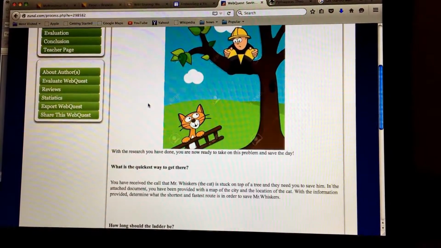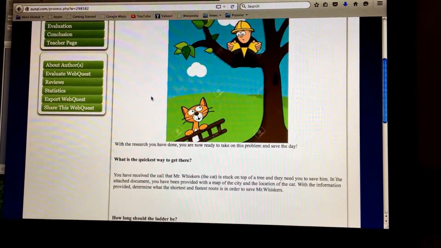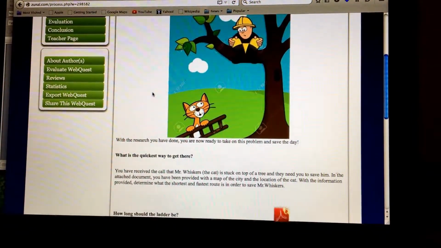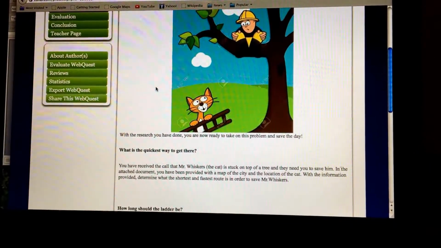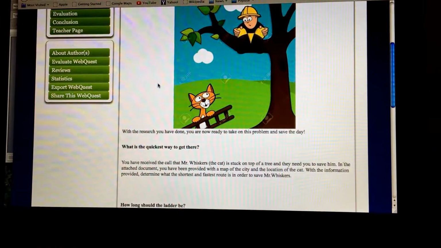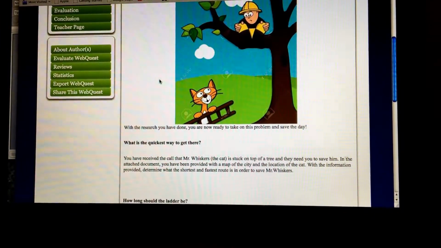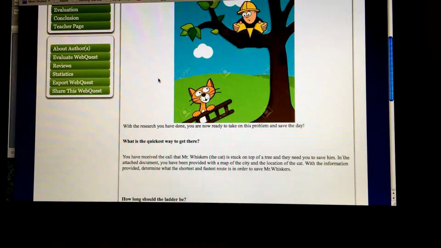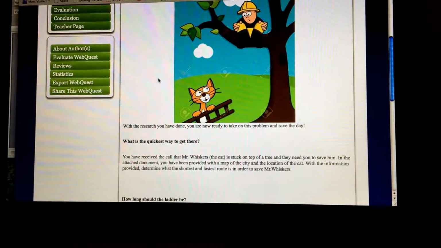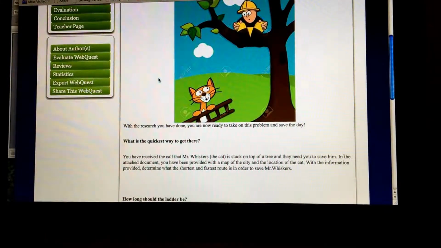What is the quickest way to get there? You have received the call that Mr. Whiskers, the cat, is stuck on top of a tree, and they need you to save him. In the attached document, you have been provided with a map of the city and the location of the cat. With the information provided, determine the shortest and fastest route in order to save Mr. Whiskers.